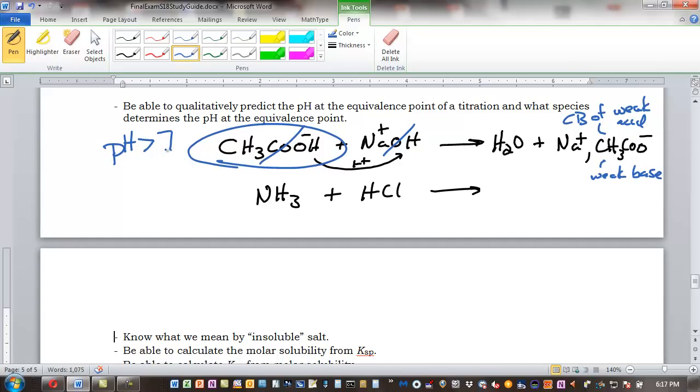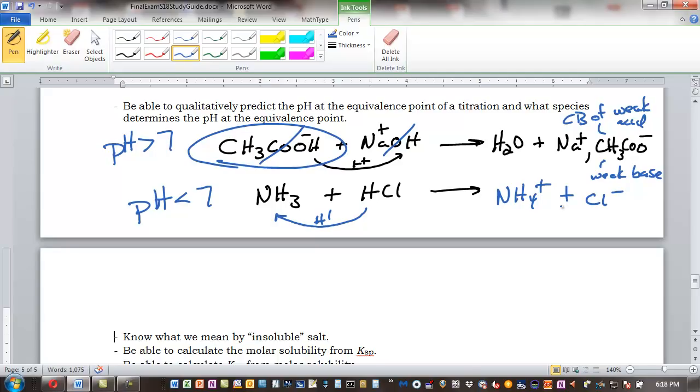All right, next one. Weak base, strong acid. It's going to be acidic. pH will be less than 7. Let's see why. H plus from the acid donated to the base. We're going to get NH4 plus, the conjugate acid, and Cl minus.